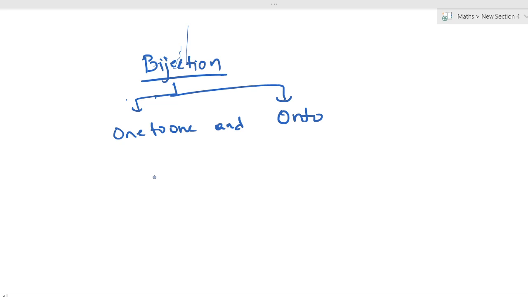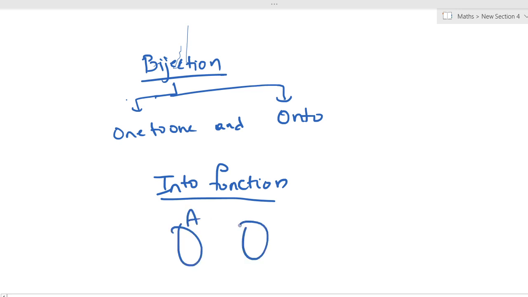The last type of function is the into function. Into function is the opposite of onto. In onto, every element of B must have a pre-image in A, but in into, we'll see with 1, 2, x, y. If a function is not onto, it is into, because y doesn't have a pre-image, so it is an into function. As simple as that.